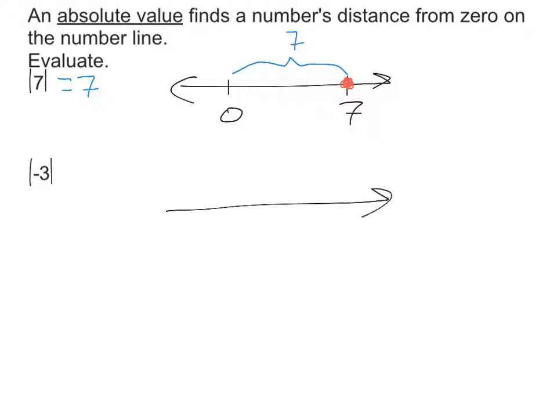How about negative 3? If I put 0 here, negative 3 would be sitting over there. And so this is where I have the number negative 3. And what is its distance from 0 on the number line? Well, distances are always positive, so if you just counted over 1, 2, 3, you'd have 3 units. So the absolute value of negative 3 is positive 3. Okay, so that's the distance from 0 on the number line.